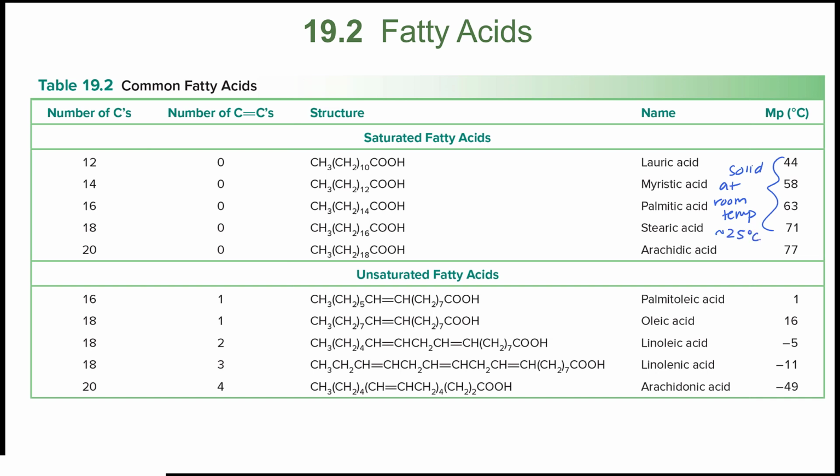As we add double bonds to the unsaturated fatty acids, that decreases the melting point. Arachidonic acid has 4 double bonds, and the melting point is negative 49, so these are all liquid at room temp.